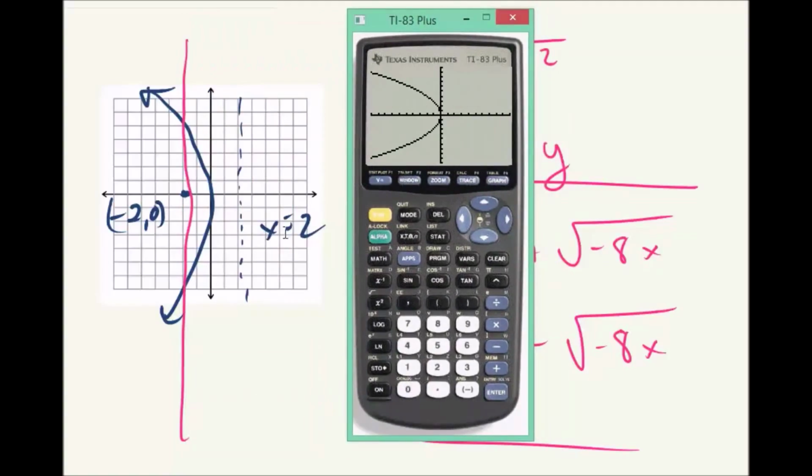So it's pretty close to what we thought. We knew it was going to open to the left and go through the center. Of course, we found out what the focus and directrix were. They're at this point and this vertical line.